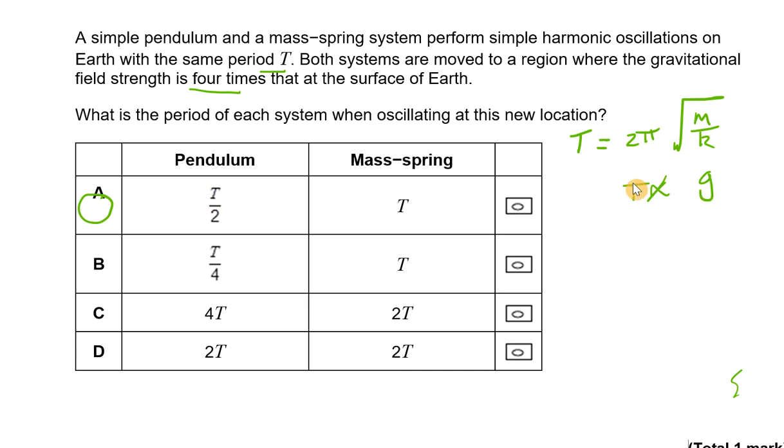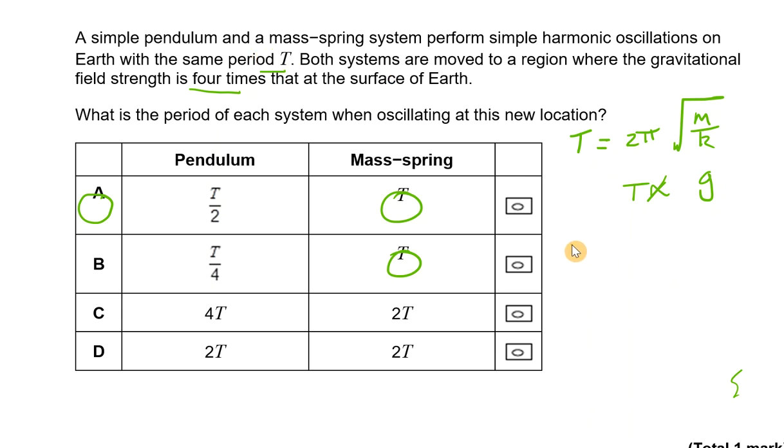So wherever I take a spring mass system, wherever in the universe I take that spring mass system, the time period will be the same, whatever the gravitational field strength. So for the spring mass system, T will remain the same. Okay, what about for a pendulum?